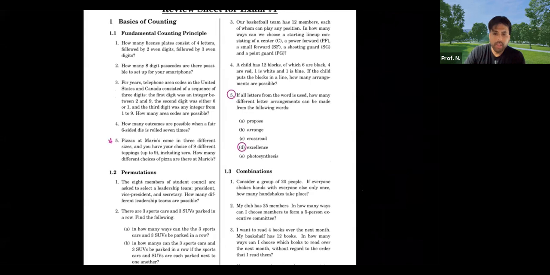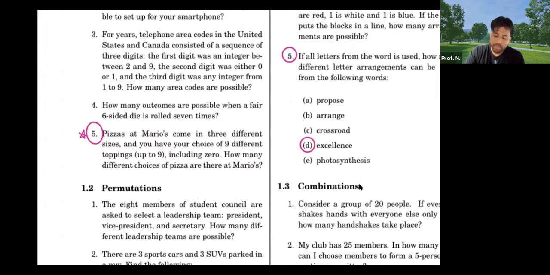So yeah, maybe we can, let's try number 5 for 1.1. I really like this one. It's nice. This is a nice one, one of my favorites here from this review sheet. So this is the problem here we have.